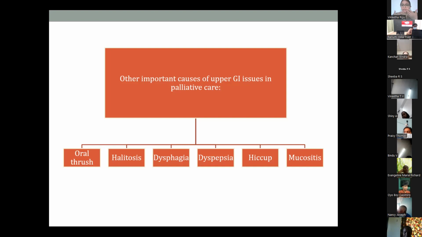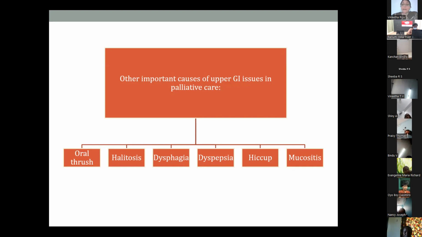And you can ask them about typical symptoms, like, do you feel that when you're having food, the food is not able to clearly go through? And do you sometimes feel pain and things like that? Sometimes these can be very, very important hints which tell us that this patient is having oral candidiasis.